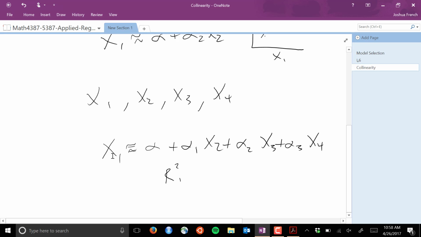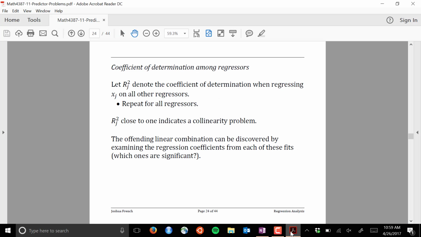Of course, we can swap out x1 for x2, x3, and so on, and we would get p minus 1 Rj squared values. Because if you remember, in general, we have p minus 1 regressors in our regression model. And if some of them are quite large, that's evidence of collinearity. So that's very intuitive and natural, but it's actually not the statistic that we generally use to identify collinearity in our data.